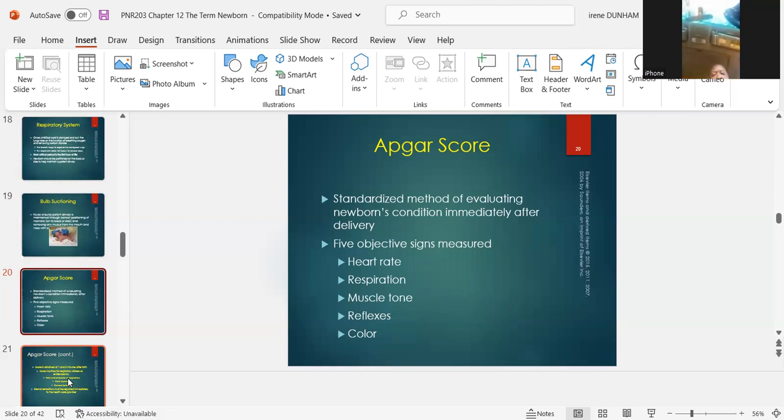Okay. And we talked about APGAR before, so I don't think I need to go too much into it, but remember, there's 5 objective signs that are measured. Yeah. And they're objective because we can quantify them. And so heart rate. So remember heart rate, if there's no heart rate, you give a 0. If you're below 100 beats per minute, you give a 1. And if it's 100 beats or greater, you give a 2.